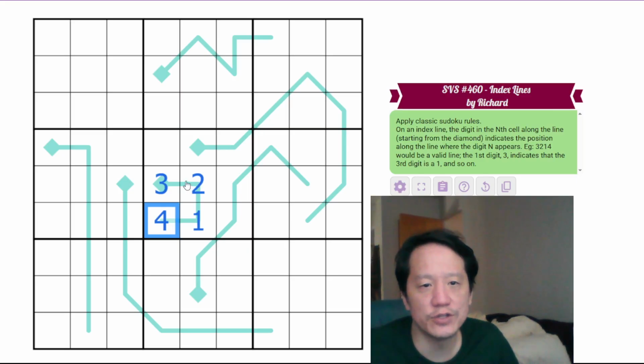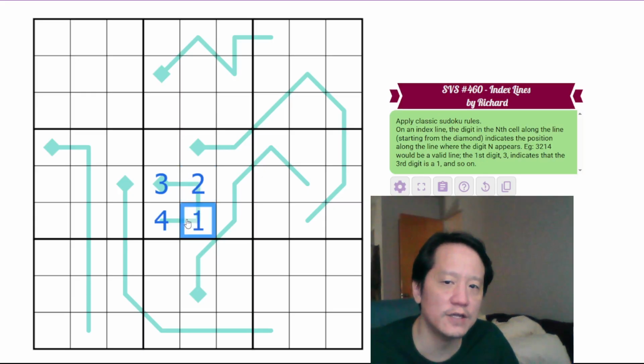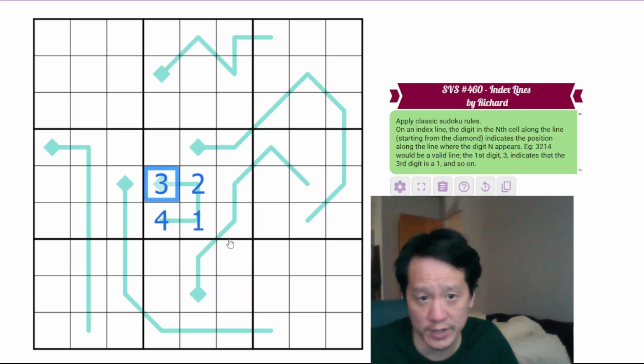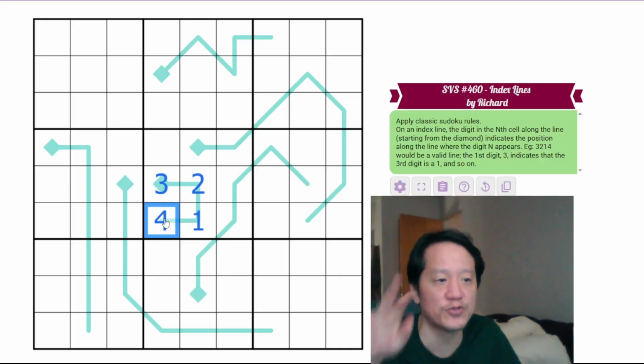The first digit, 3, indicates that the third digit is a 1. The 2 in the second spot indicates that the second digit is 2. The 1 in the third position means 3 has to be in the first spot, which it is. And the 4 in the fourth position means 4 has to be in the fourth spot, which it is.